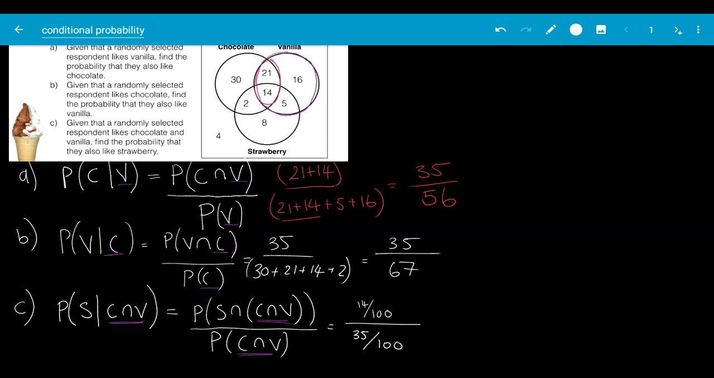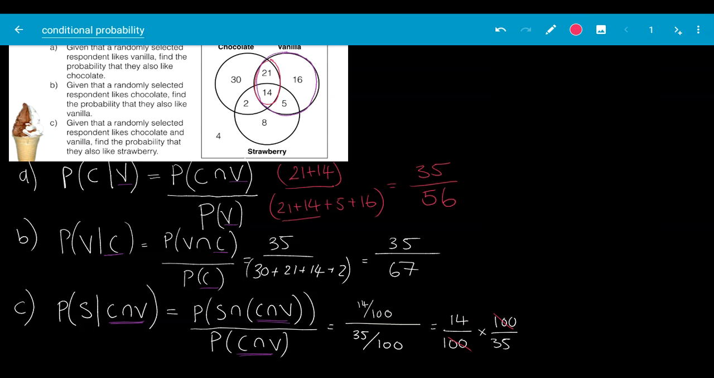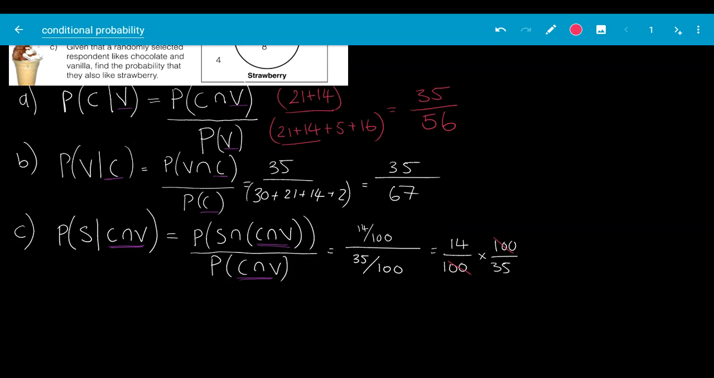Now, in the first two questions, I didn't do those over 100. I should have, but you're going to see why this isn't going to matter. You don't have to take the whole universe here, because I'm doing a fraction divided by another fraction. As you should know, that is the same as doing the first fraction multiplied by the inverse of the other fraction. Now, you can see that those things cancel, and we are left with 14 over 35.